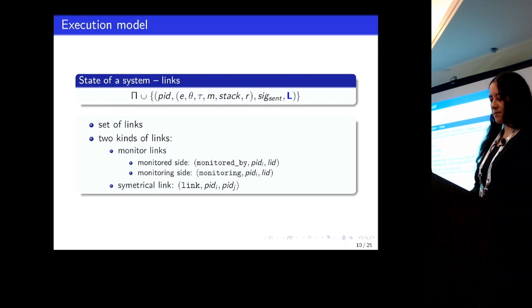Monitor links are represented, on the monitored process side, as this tuple, saying that the process is monitored by the identifier of the monitoring process and an identifier for the link. And on the monitoring side, there is a kind of mirror of this tuple, saying that this process is monitoring the monitored process, with its identifier and the identifier of the link. For the symmetrical link, we have just a flag saying that it's a symmetrical link, so a link, and the identifiers of the two processes which are linked together.